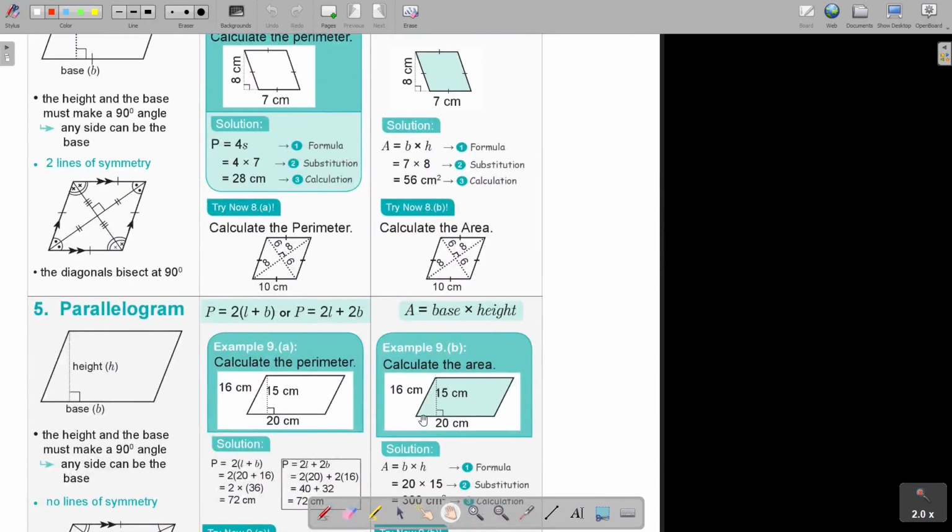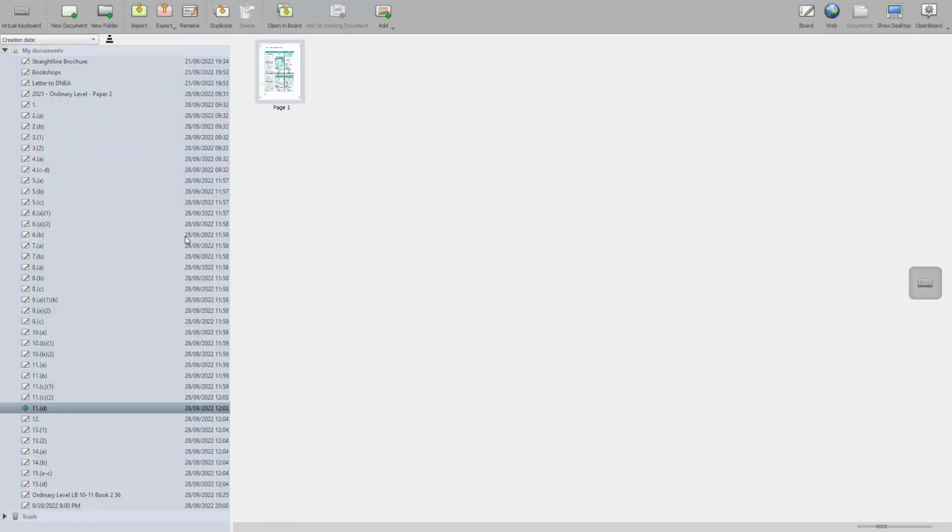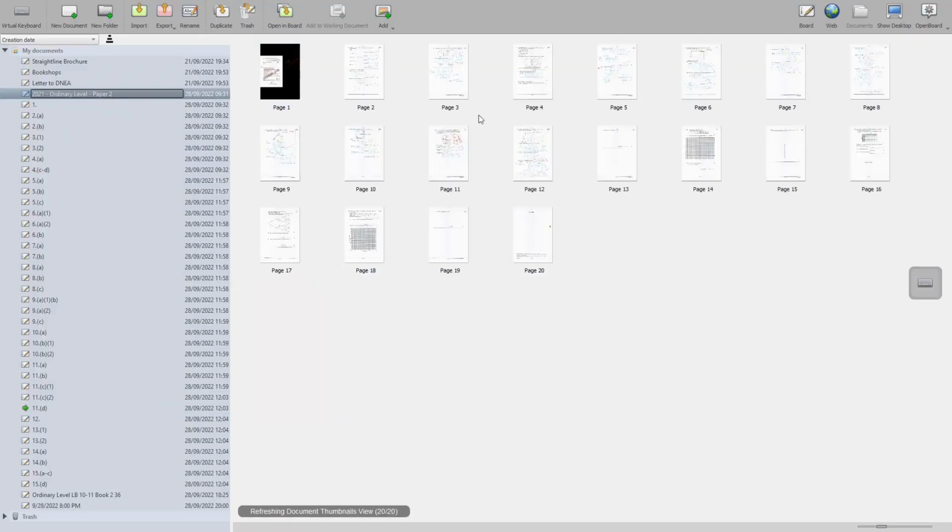So I must just find a base and a height. So the height must make 90 degrees with the base. That you must keep in mind. Okay, so let's just go back to the question. And I have to go back to the front to show you that. Now, I want to tell you this. I just want to get that question first.